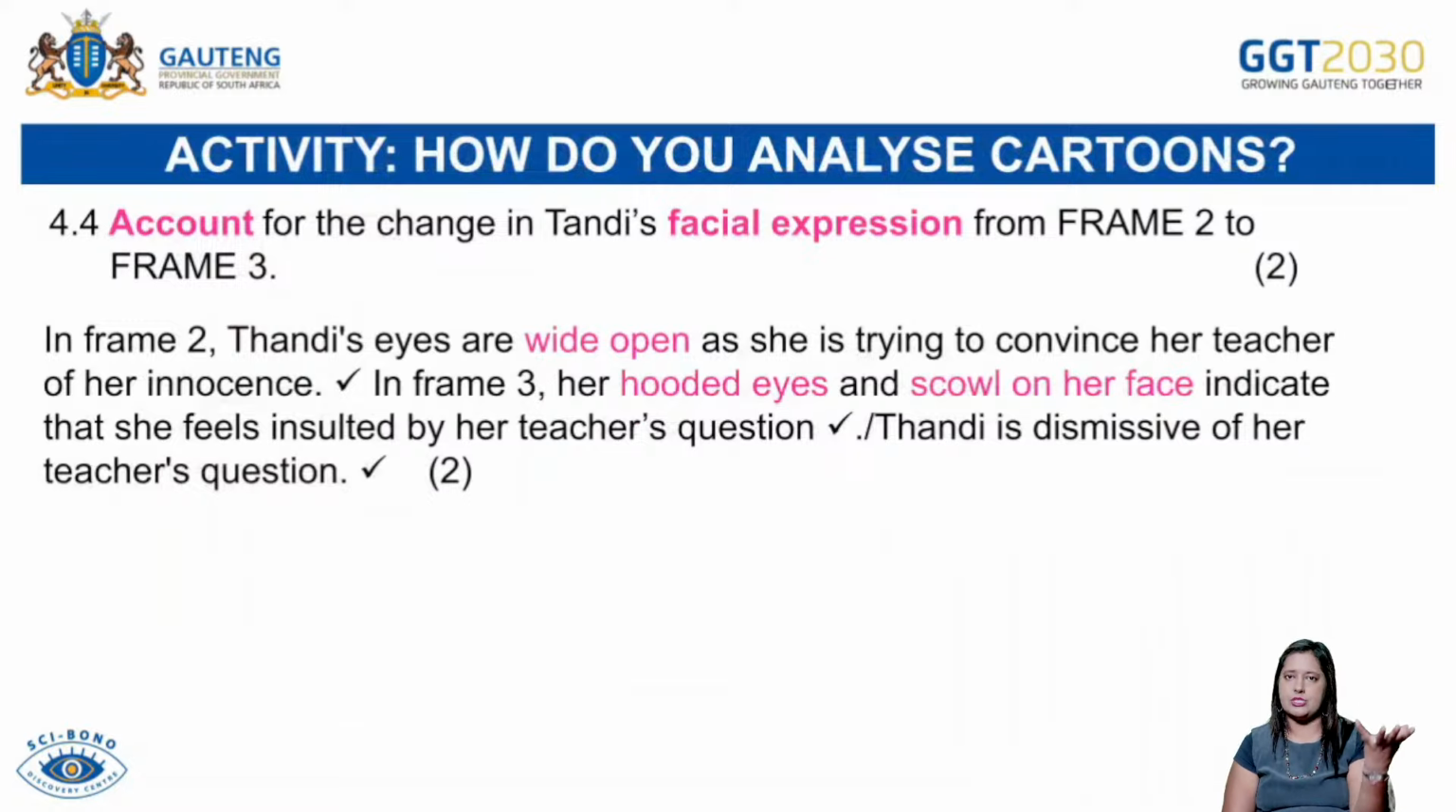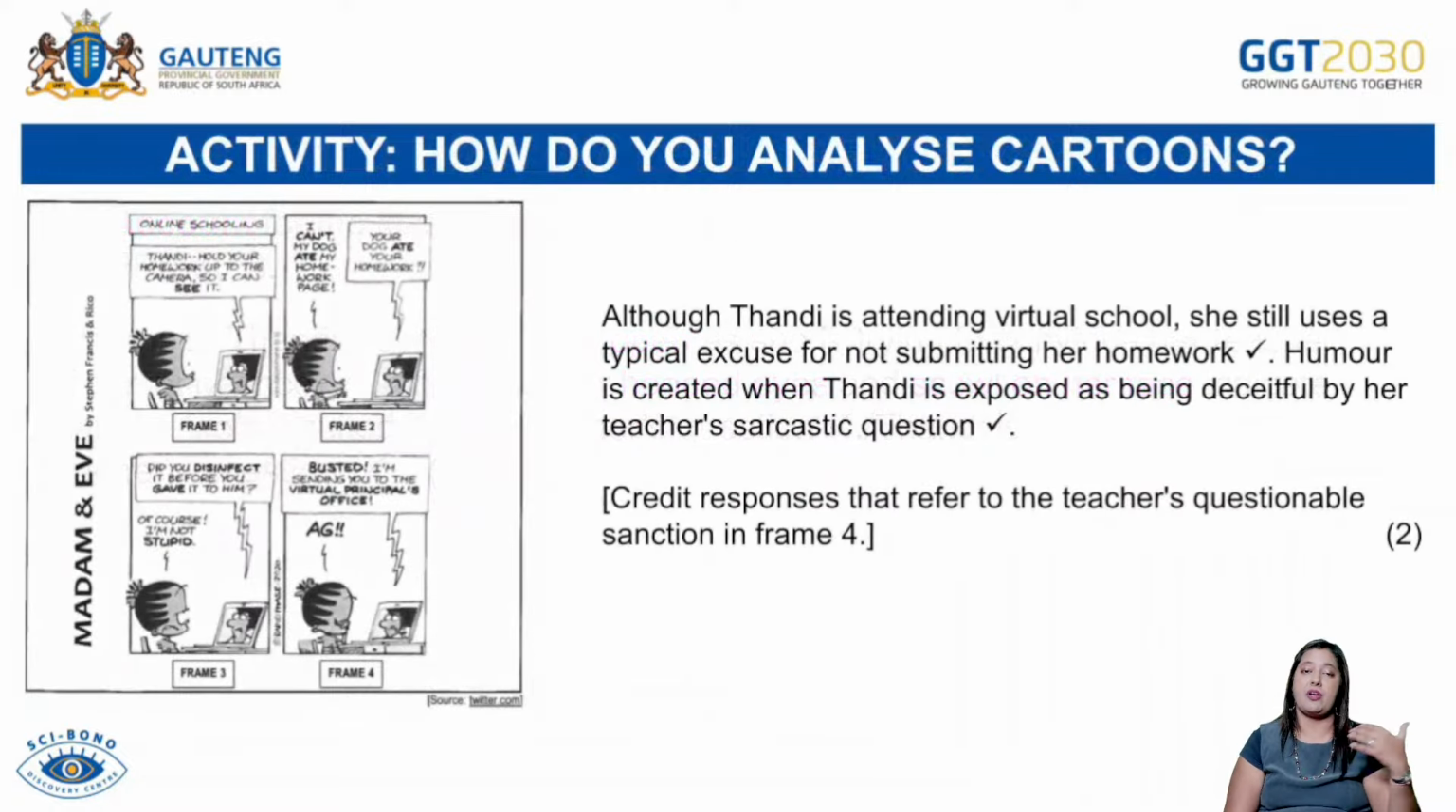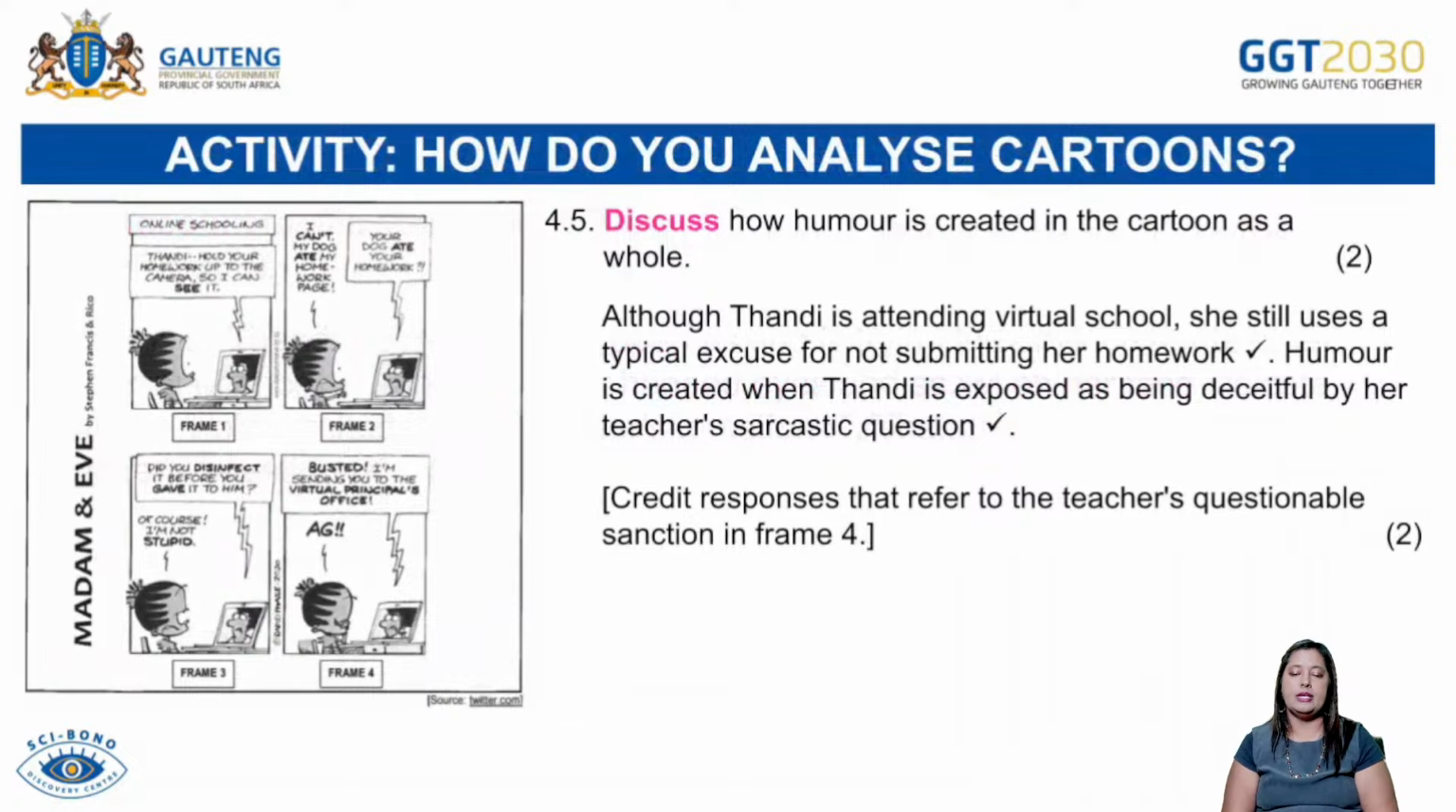Right, and that's simply, can you see the facial expression and explain to me why that particular facial expression is used, and give me the change from frame 2 to frame 3, which will give you 2 marks. Right, then the question on 4.5 on the same cartoon: discuss how humor is created in the cartoon as a whole. So we're saying from frame 1 all the way to frame 4, take me through in a discussion of how the humor was created. So firstly, although Tandi is attending virtual school, she still uses the typical excuse for not submitting her homework. So that's a normal excuse that we hear from students, that the dog ate my homework, or I forgot to bring it, it's in the other bag, or whatever it is. Okay, so in her case, that's the common one of the dog eating her homework.